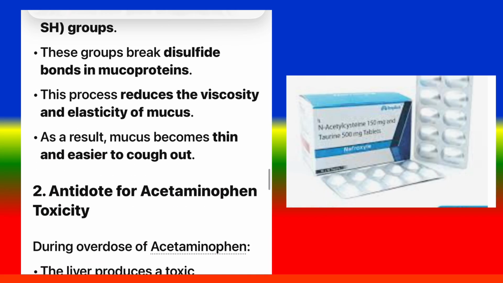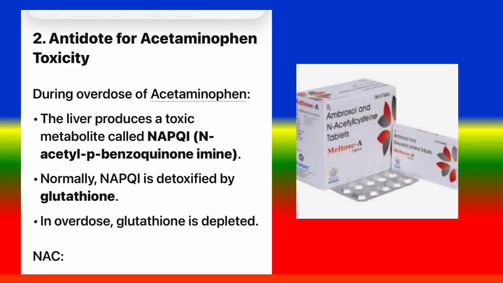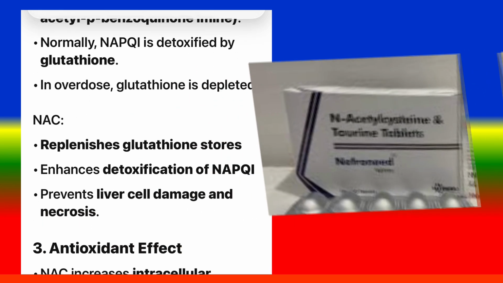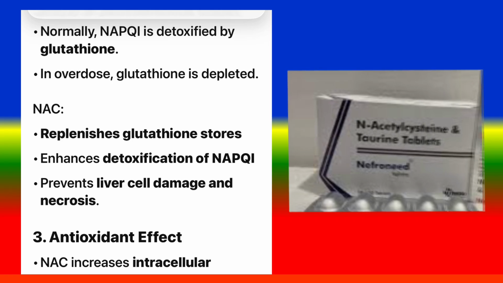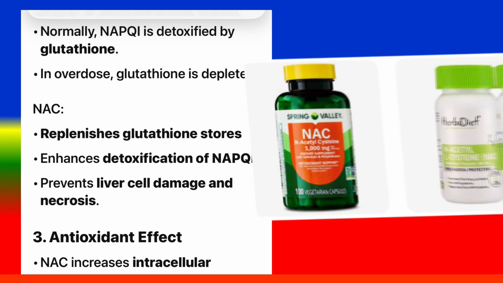2. Antidote for acetaminophen toxicity. During overdose of acetaminophen, the liver produces a toxic metabolite called NAPQI, N-acetyl-p-benzoquinone imine. Normally, NAPQI is detoxified by glutathione. In overdose, glutathione is depleted. NAC replenishes glutathione stores, enhances detoxification of NAPQI, prevents liver cell damage and necrosis.